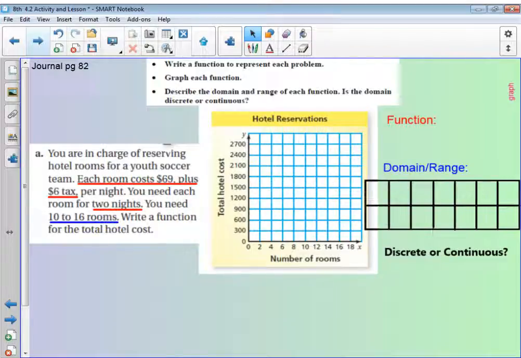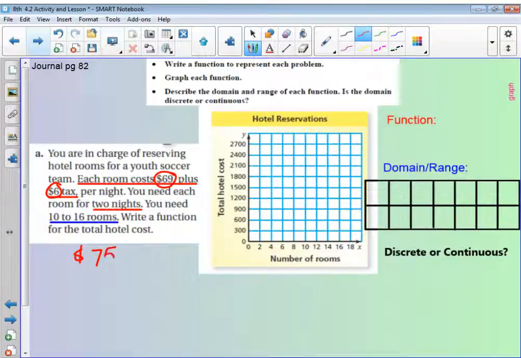Let's first figure out, if we're going to stay for 2 nights, how much that is going to cost us. Well, it's $69 plus another $6 tax, so that's a total of $75 per night. Now, they told us that we're going to stay for 2 nights no matter what, so we're going to go times 2 to see what we would spend on one room. When we do that, it's going to cost us $150 for the 2 nights per room.